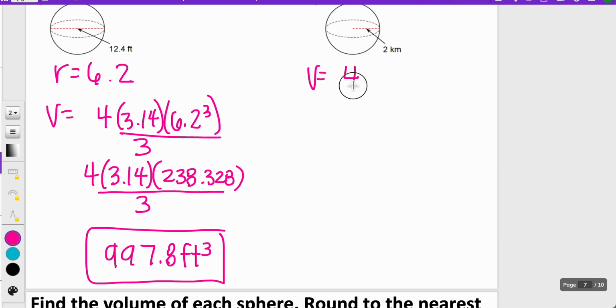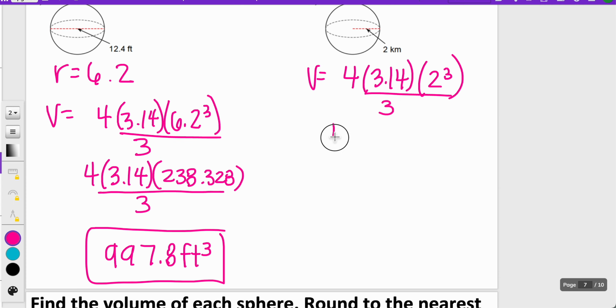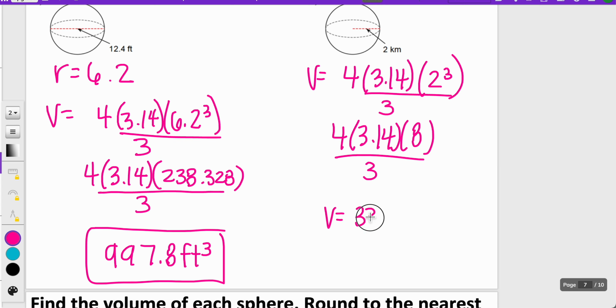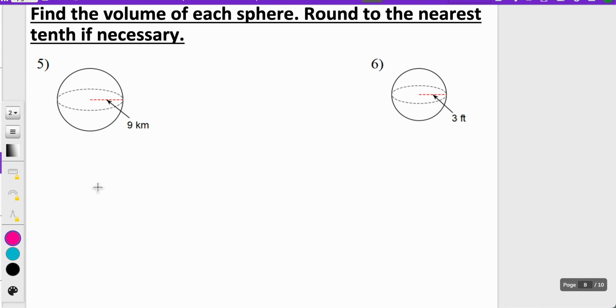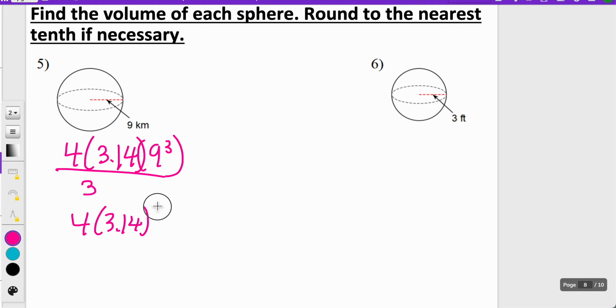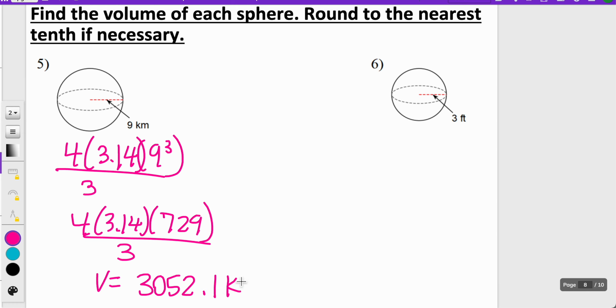Next up, my volume can be found by doing 4 times pi times 2 cubed divided by 3, or 4 times pi times 8 divided by 3. That is going to give us, for number 4, about 33.5 cubic kilometers. For numbers 5 and 6, these are both radius. Let's go ahead and try these. 4 times pi times 9 cubed divided by 3, or 4 times pi times 729 divided by 3 is going to give us a volume of 3,052.1 cubic kilometers.